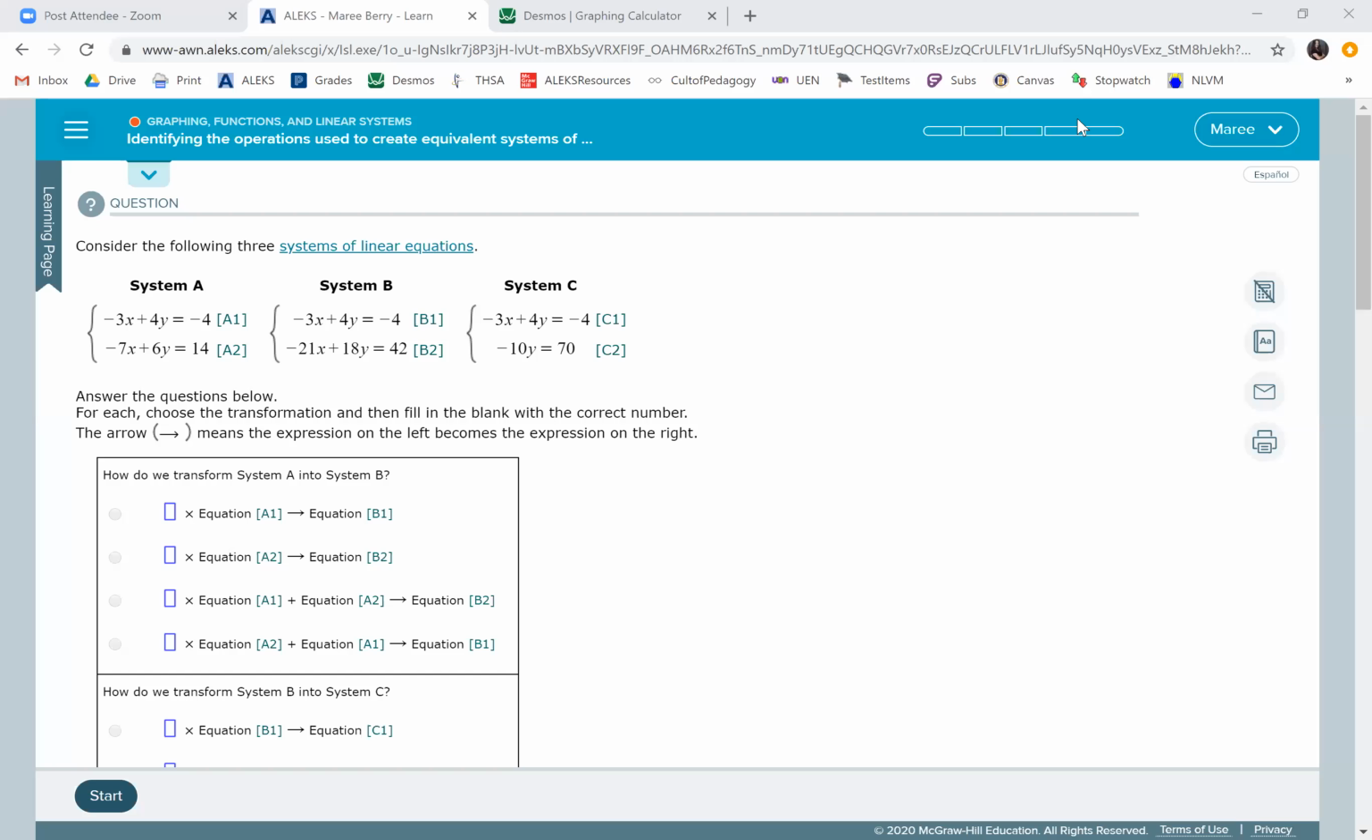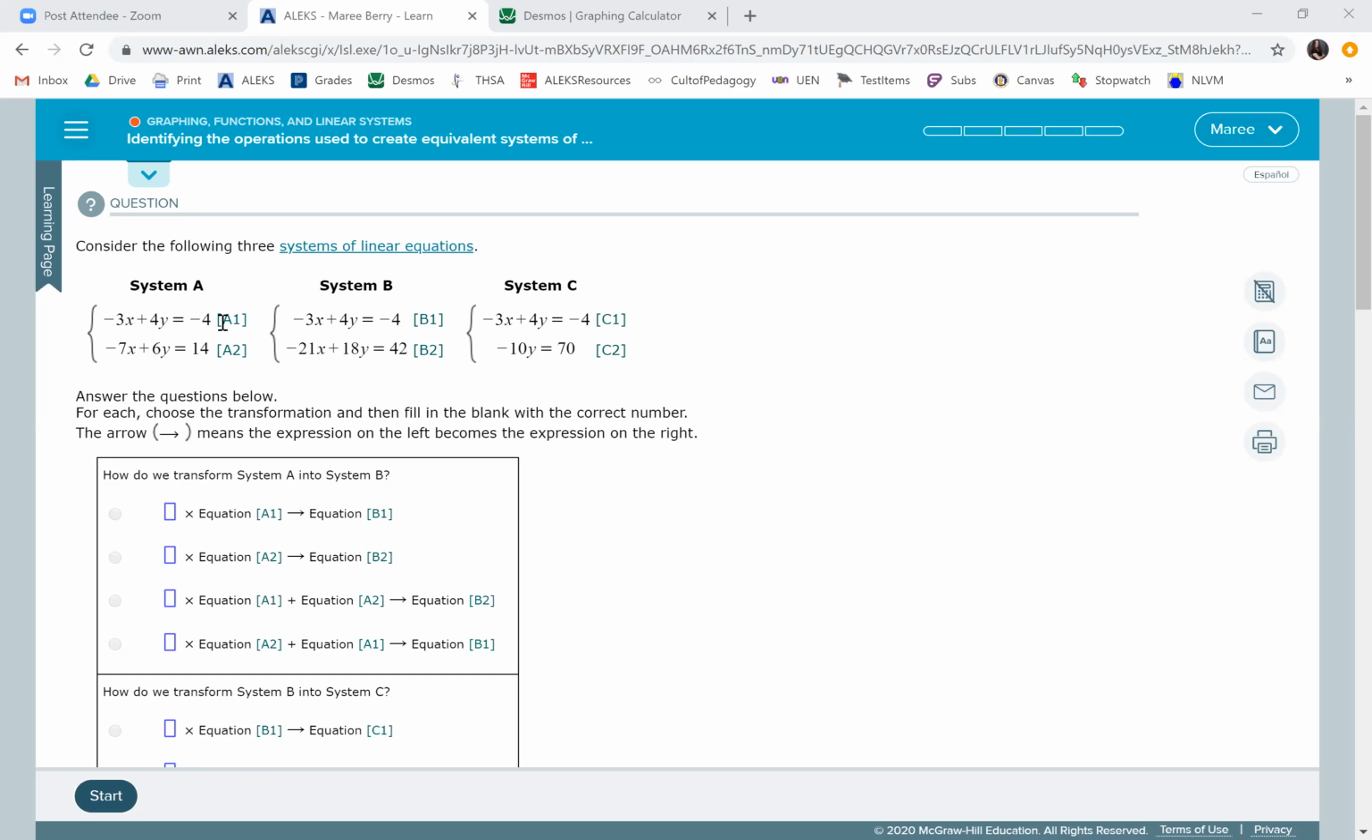All right, this one can be just a little bit more difficult because we are trying to figure out how we get from this equation A1 to the second one B1 to the third one C1. Now it looks like A1 to B1 is the same. So we're going to be timesing by 1.